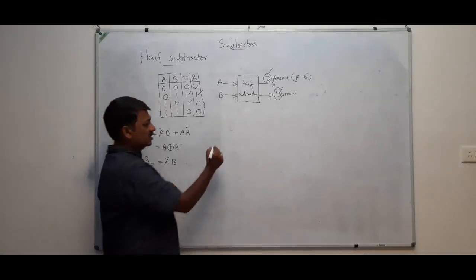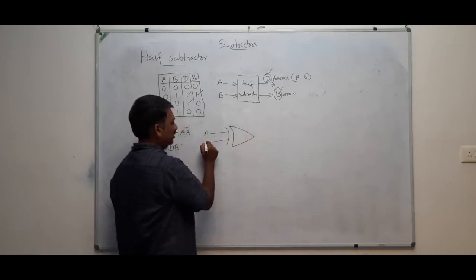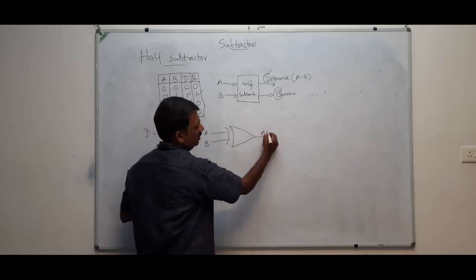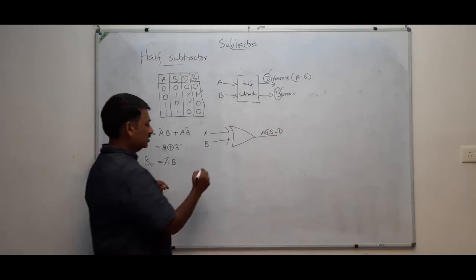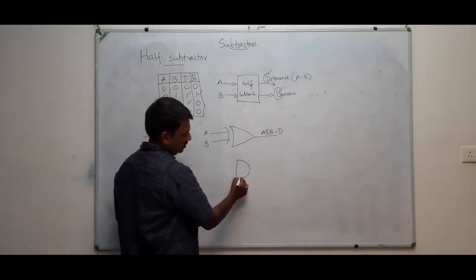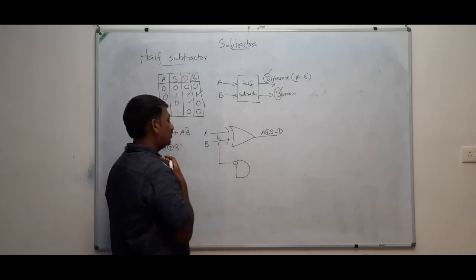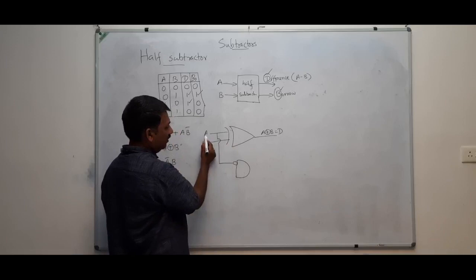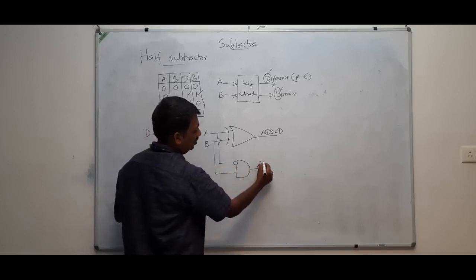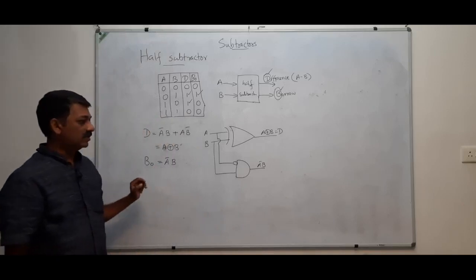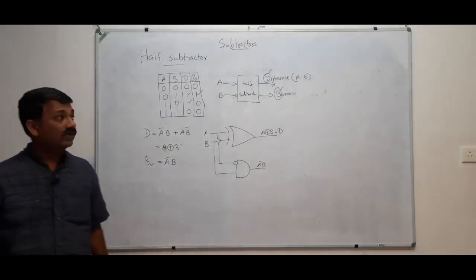Now the circuit for this: if you have an XOR gate and provide A and B to it, the output is A XOR B, which is equal to the difference. Then you have an AND gate, where you complement A to get A bar and give B, and the output is A bar B. That means borrow is A bar B. This is the circuit which you are going to implement.